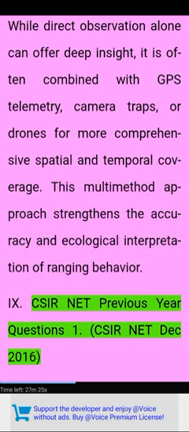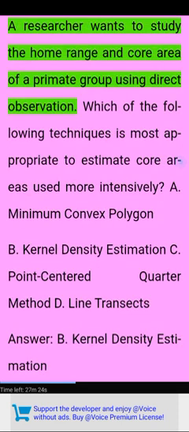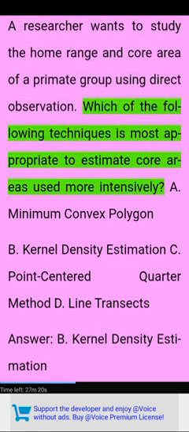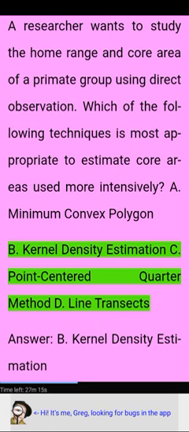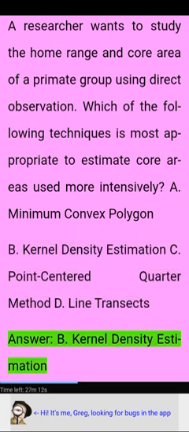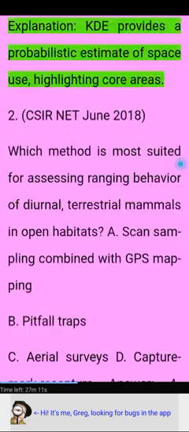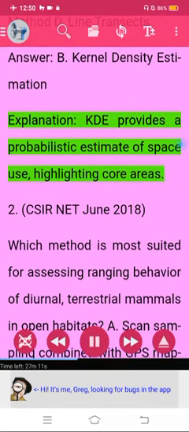IX. CSIR NET Previous Year Questions. 1. CSIR NET December 2016. A researcher wants to study the home range and core area of a primate group using direct observation. Which of the following techniques is most appropriate to estimate core areas used more intensively? A. Minimum convex polygon. B. Kernel density estimation. C. Point-centered quarter method. D. Line transects. Answer: B. Kernel density estimation. Explanation: KDE provides a probabilistic estimate of space use, highlighting core areas.